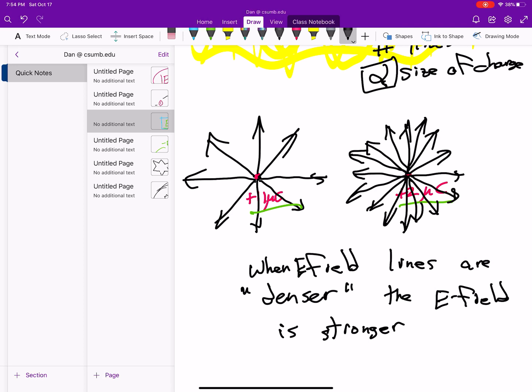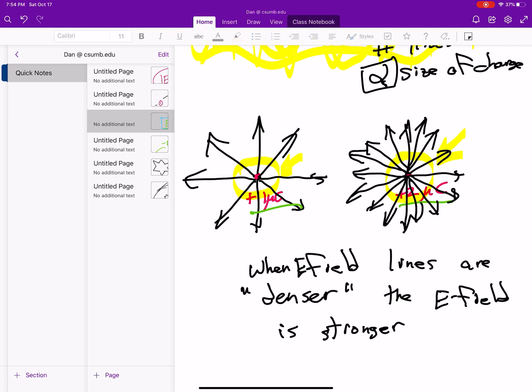So on this drawing right here, at this point, the circumference of that circle, whatever it happens to be, is going to be the same as the circumference of this circle. But in this circle, I only have 8 field lines. In this one, I have 16. So at that same distance out, the electric field is going to be stronger in the case on the right. And that's indicated by the number of field lines that you see per given distance or per circumference of the circle.